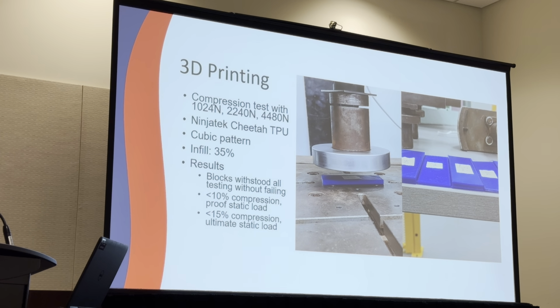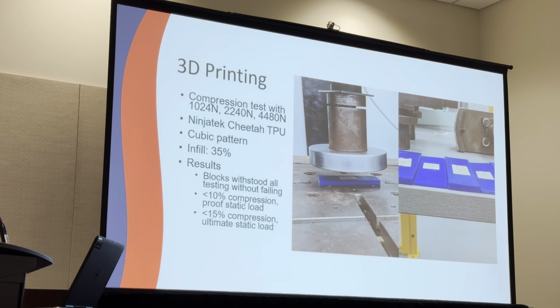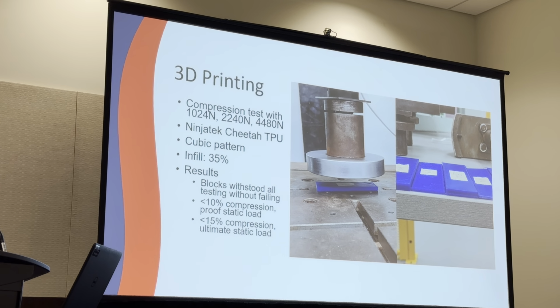Cubes printed with these printing parameters were able to withstand testing in compression. The way that testing worked was we would load it at each load, and then we would try to maintain that load for 30 seconds, and then let the block rest for 15 minutes before moving on to the next load, and so on. What we saw was that the blocks were able to maintain their elasticity. There wasn't any visible damage, and the test was repeatable, which means that they did not lose any elasticity. The compression at the proof static load, which is the 2000 Newton load, was less than 10%, and the compression under the ultimate load, which is the 4000 Newton load, was under 15%.